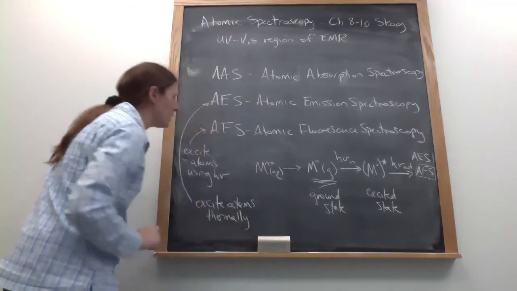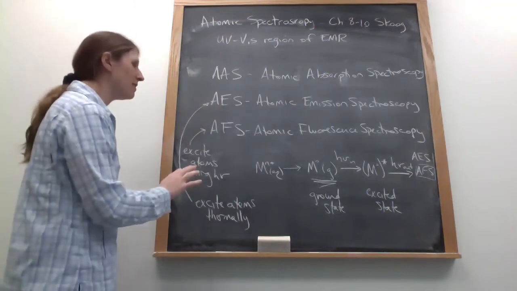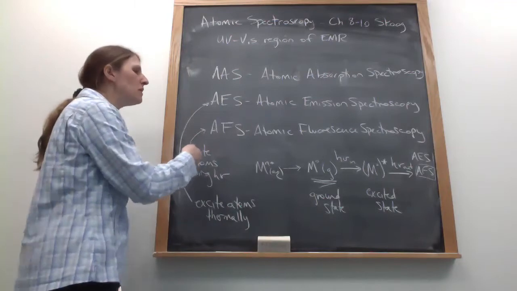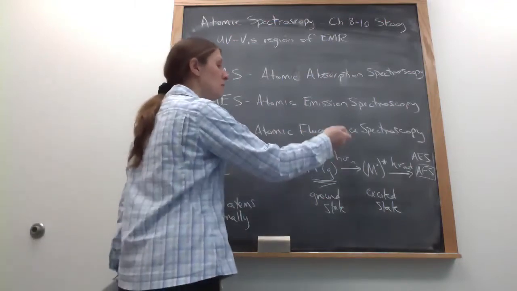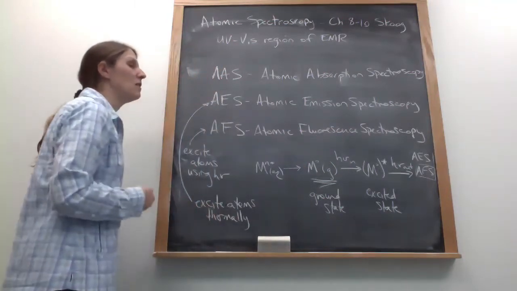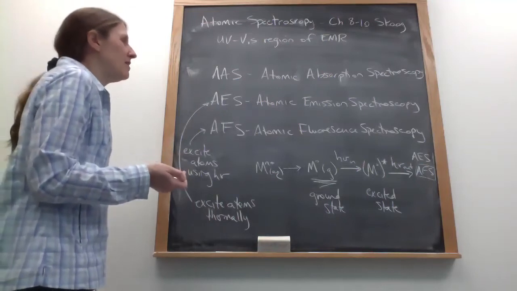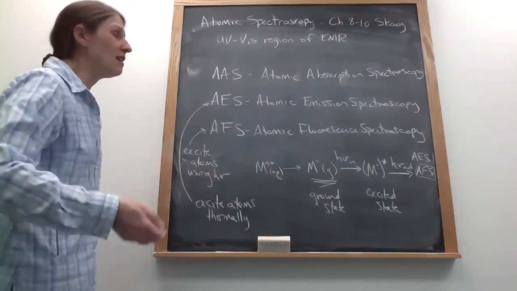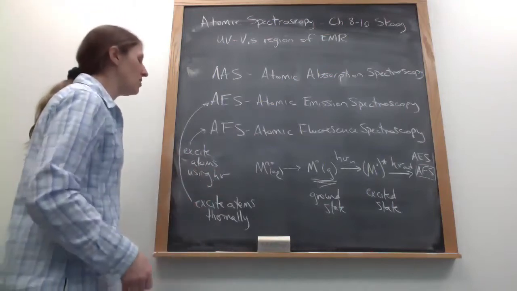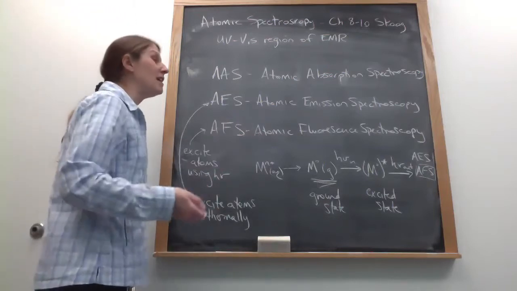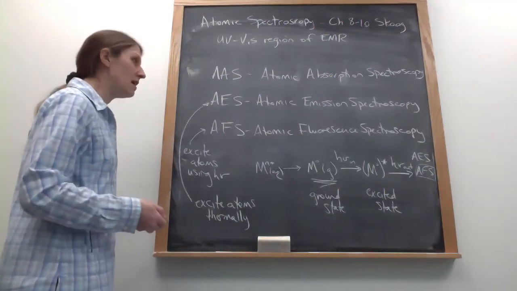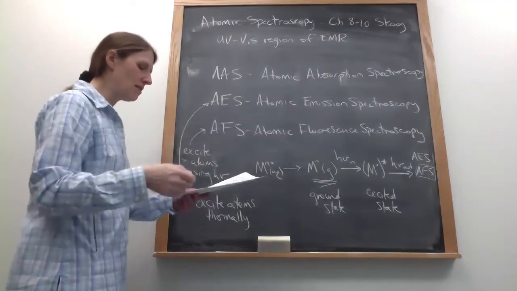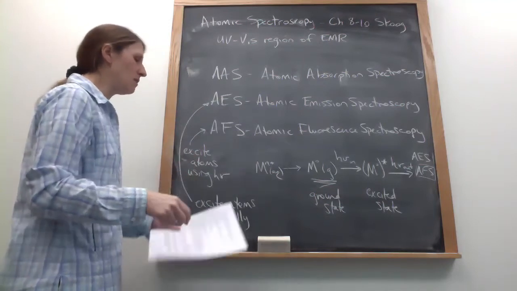So one of the things to keep in mind is that fluorescence is much more selective, in that only those atoms that absorb specific wavelengths of light are going to make it to the excited state. Whereas for emission spectroscopy, if I put in enough thermal energy, anything could be excited to an excited state. And so emission spectroscopy tends to be a little less selective as a result.